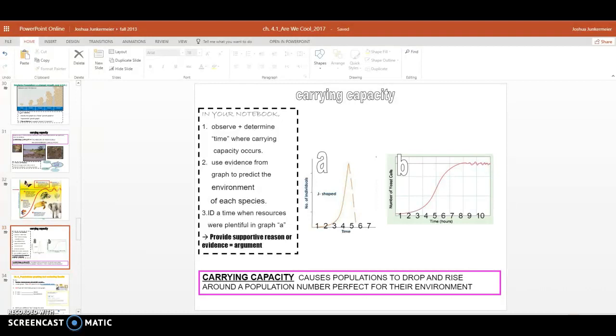So slide 33, we'll add some more information about carrying capacity and talk about it, and I'll help you answer all these questions, all right?